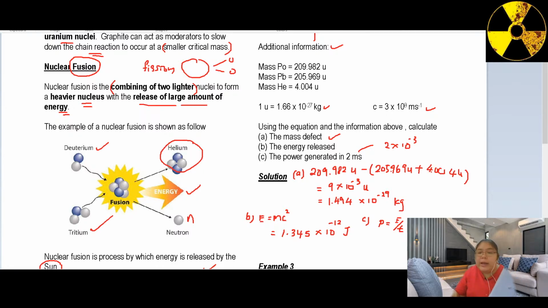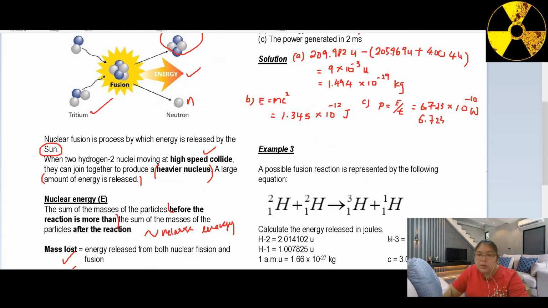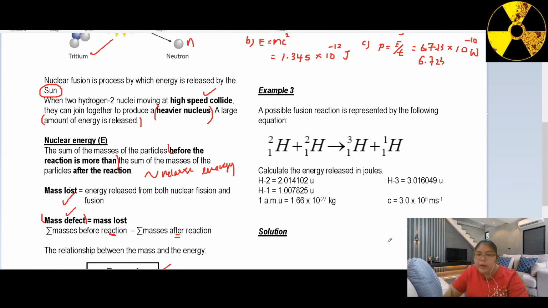So I get 6.723 times 10 power of negative 10. Okay, W. So this one is my answer for the power. Okay, I repeat, 6.723. Okay, see clear? Okay, then we go to example 3.